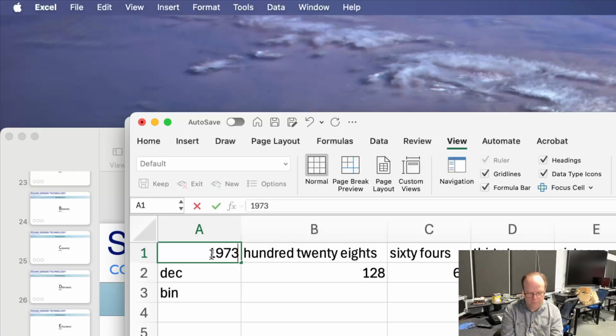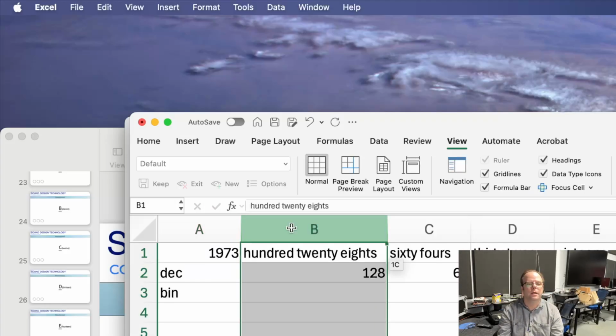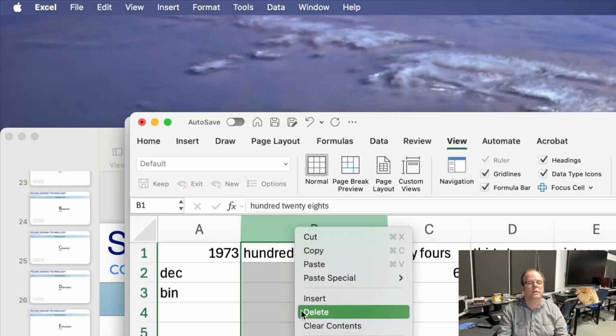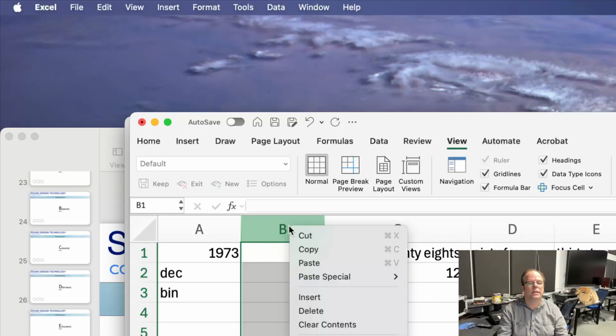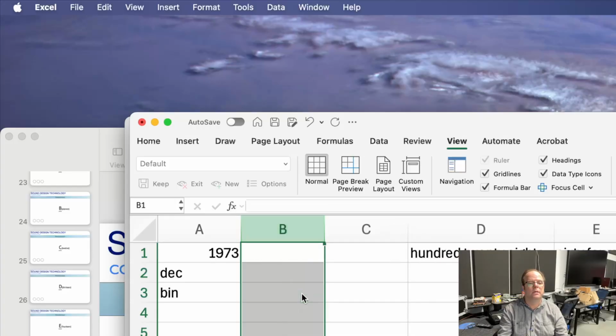Yes, 1973. Birthday, yeah. Okay. Well, that is more than 255, isn't it? Yeah. So we're going to need more than 8 bits. So let's start making some more slots here until we find one that is greater than 1,973.